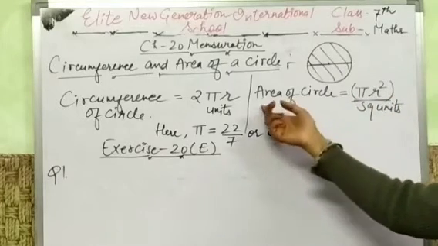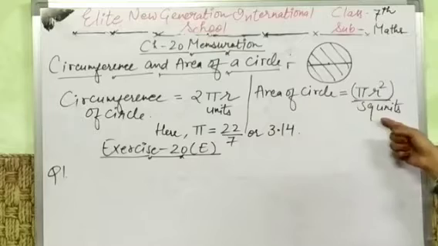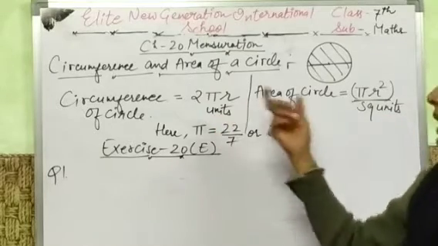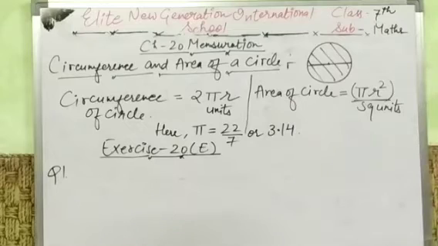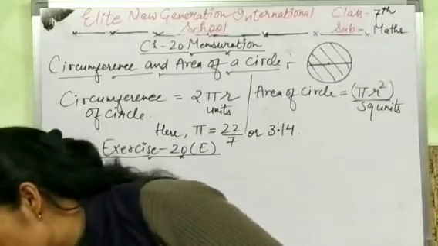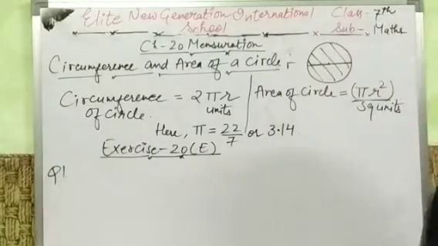And because here we are finding area, we have to write the square units. Okay, in that case the units of the length, we have to write square units. Now let's solve questions from exercise 20E.